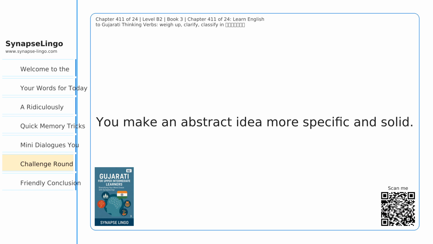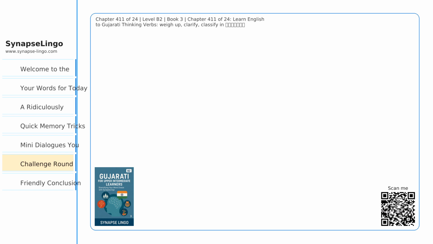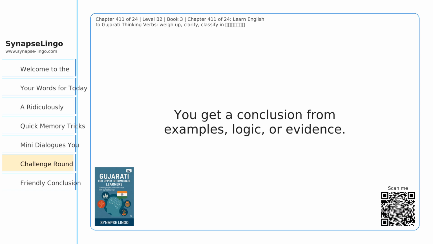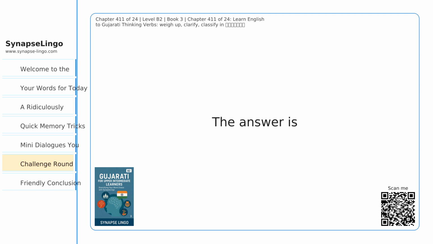You make an abstract idea more specific and solid. The answer is ઠોસ બનાવવું. You tell two similar things apart. The answer is ફરક પાડવો. You sort things into categories. The answer is વર્ગીકૃત કરવું. You get a conclusion from examples, logic, or evidence. The answer is ઉતરિત કરવું.